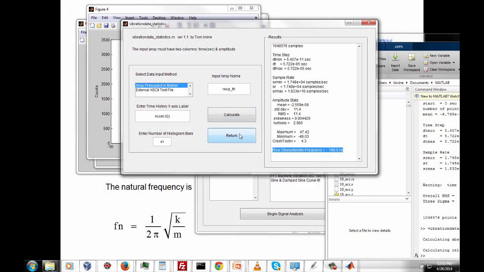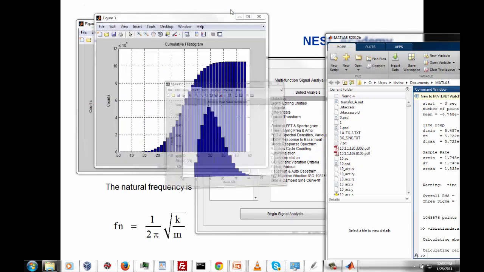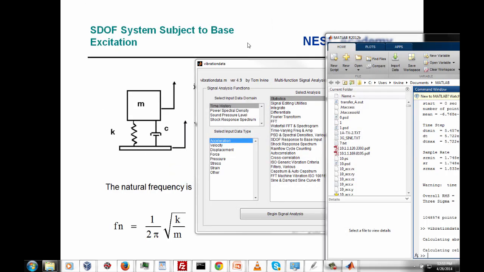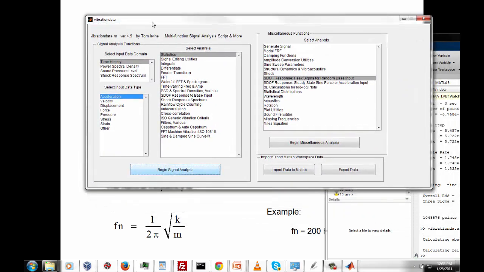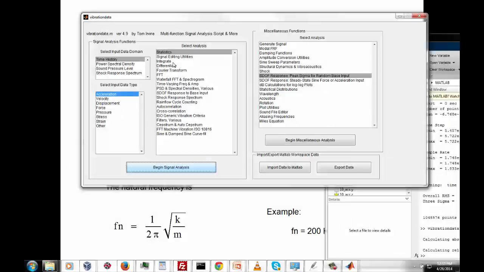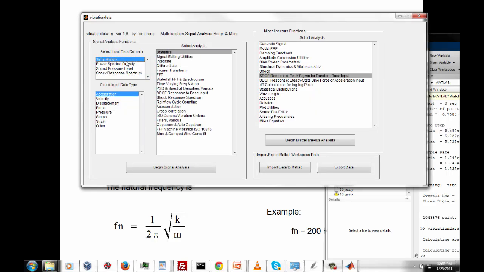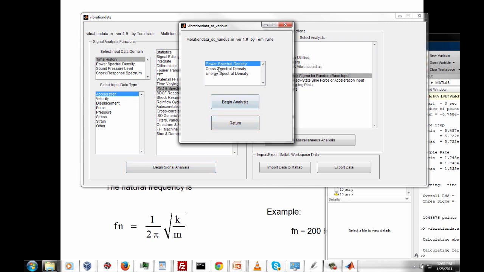Okay, so the next thing we're going to do is calculate a power spectral density of our response time history. So let's go to power spectral density, and our input domain is going to be time history. So we click on power spectral density, and there are 3 different types of PSD related functions there, and we're going to use the top one, which is PSD.